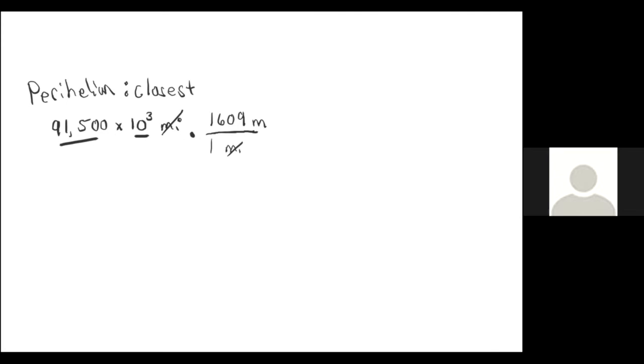So I take 91,500 times 10 to the 3 times 1,609. That gives me the distance that our Earth is away from the sun at perihelion. And that distance is going to be, rounding to 3 significant figures, 1.47 times 10 to the 11 meters, okay? And at aphelion, that's our furthest distance away from the sun.